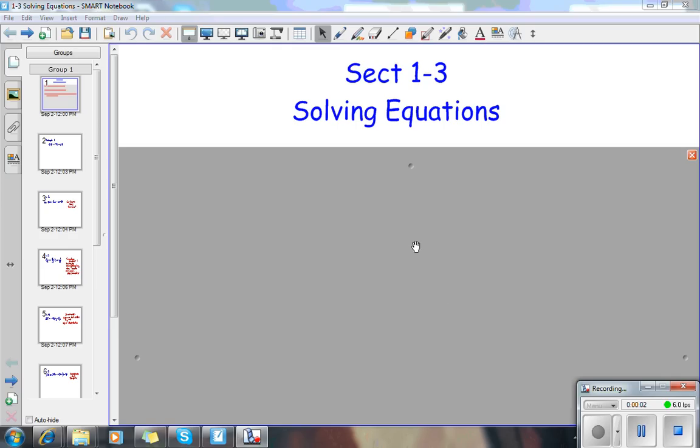Okay, today we're going to talk about solving equations. So this should be review. However, I know it's been a little while since you've done a lot of the equation solving. So hopefully you've got your notes out and you are ready to write some things down.